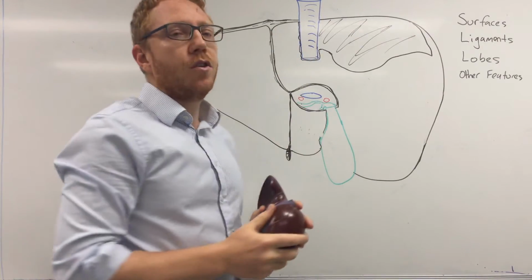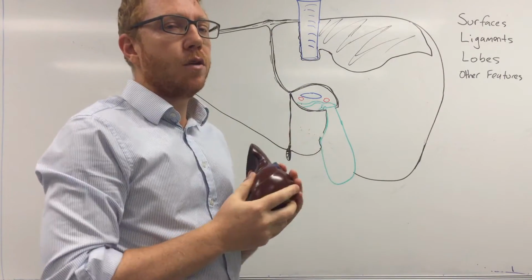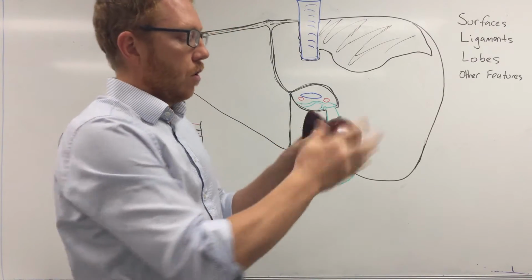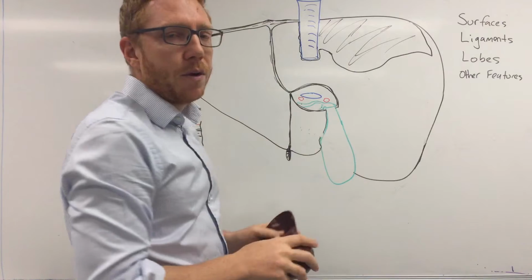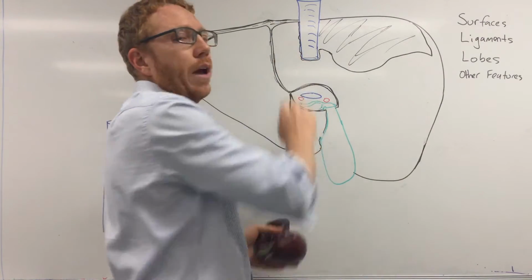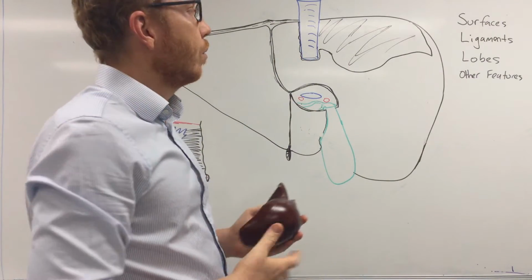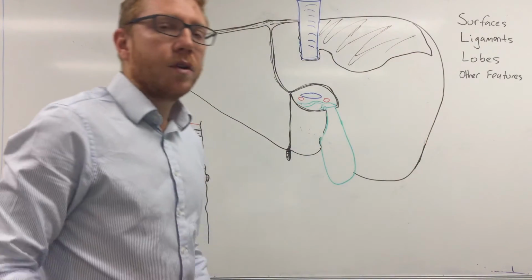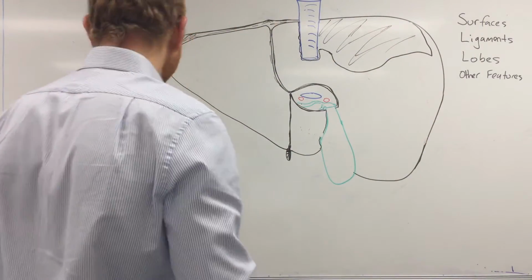Before I break it up into the two other lobes, because there are four lobes altogether, the right, the left, but we also have the quadrate and the caudate lobe of importance. However, before we continue on, I want to just quickly go through some development of the liver.